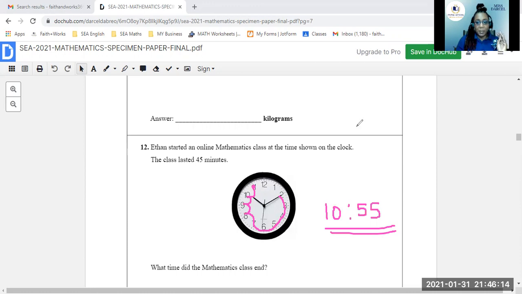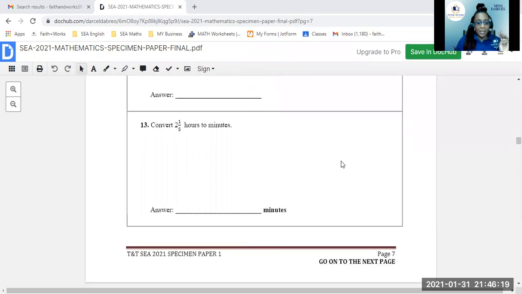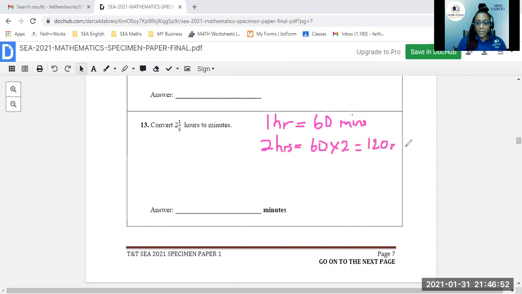All right, so don't mix it up. Next one. Convert 2.5 hours to minutes. Okay, let's do this. So again, we're doing some conversion. So 1 hour, how many minutes does that contain? 60, right? 60 minutes. So 2 hours will contain 60 multiplied by 2, which is 120 minutes.